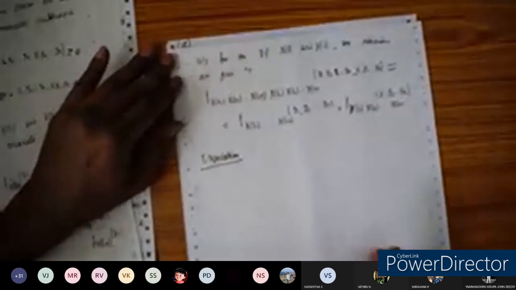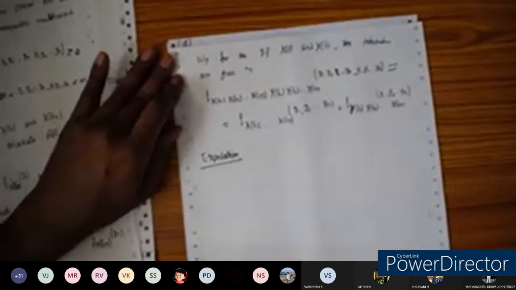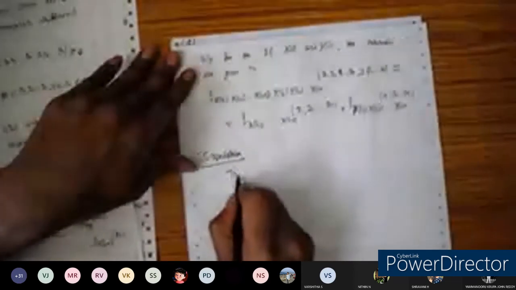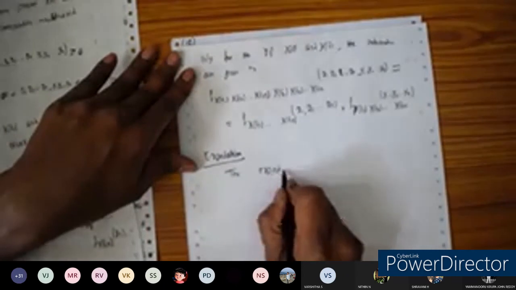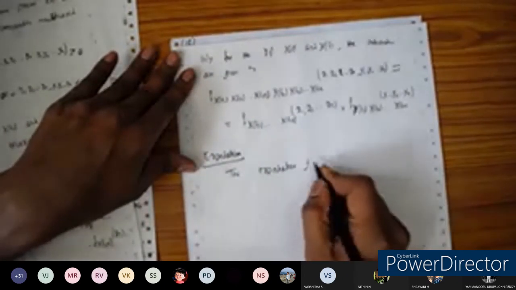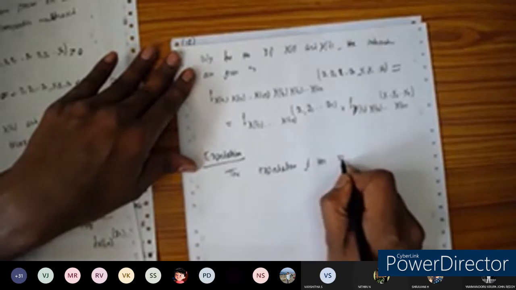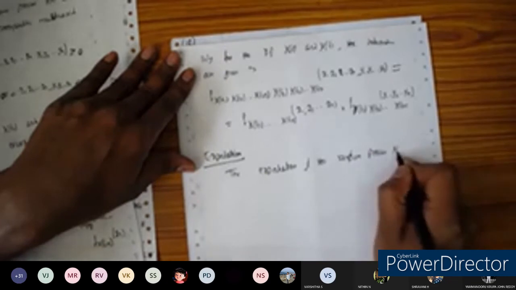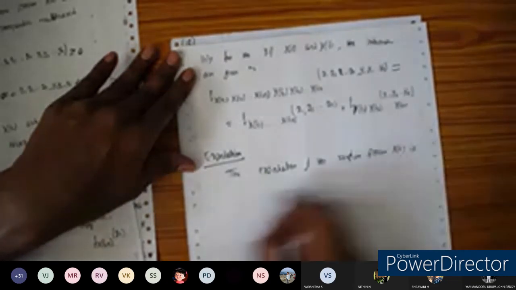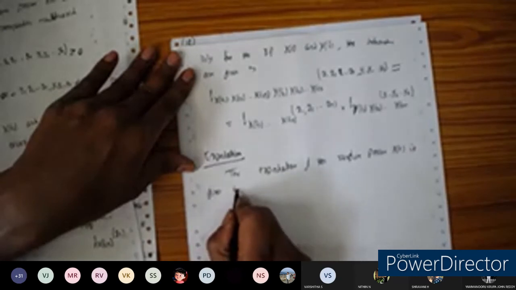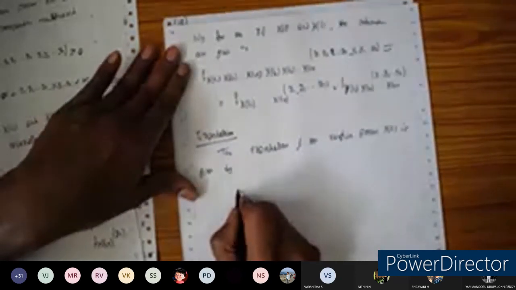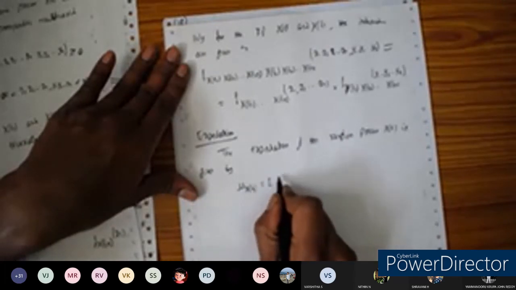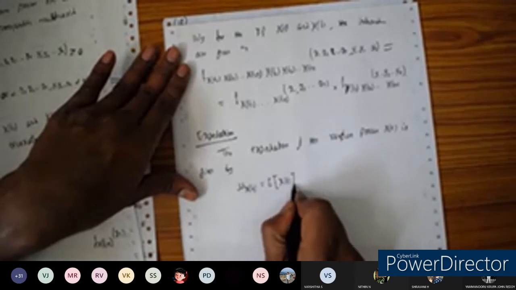Expectation is nothing but the mean, that is the expected value of the random process we are going to consider. The expectation of the random process x of t is given by, that is, we call it mu of x of t. So it is nothing but the expectation of x of t.